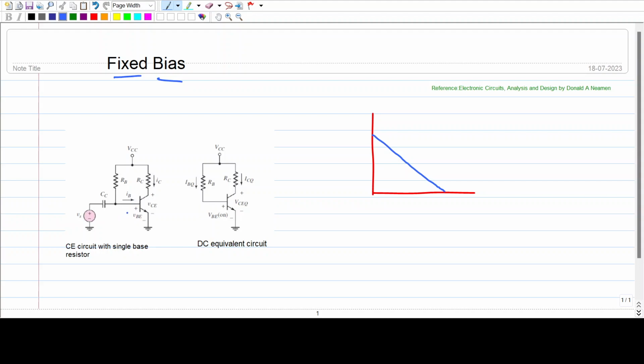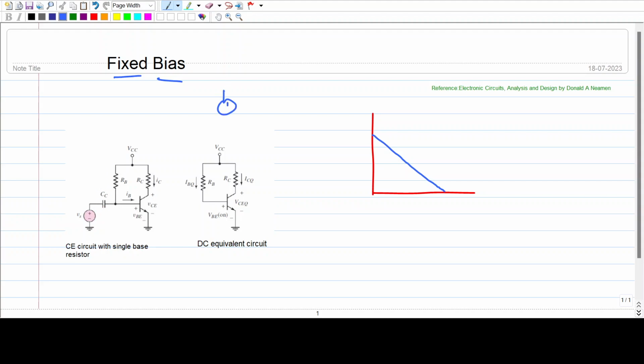First thing is we have to find the Q point of the circuit. For that, we first have to find the DC equivalent circuit. Here we can see this is the input voltage. There is a coupling capacitor CC. The coupling capacitor acts as an open circuit to DC. So what we have to do? We can remove this coupling capacitor.